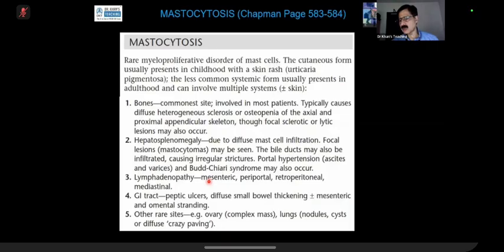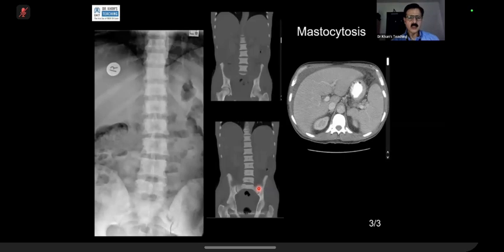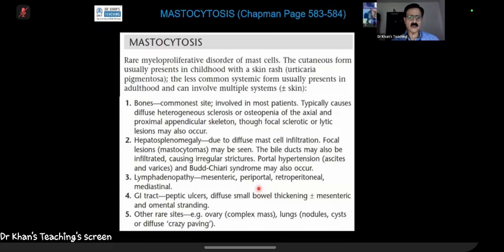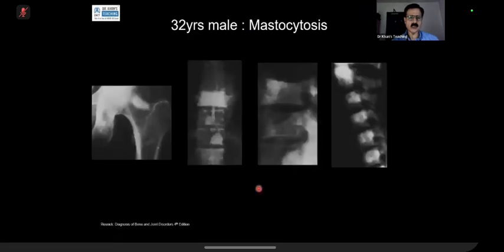What we call mucosal thickening in the small bowel. Mastocytosis is one of the conditions. Peptic ulcer, diffuse small bowel thickening. Now, the key thing here is the differential diagnosis of diffuse sclerosis, increased bone density, or multiple sclerotic lesions.